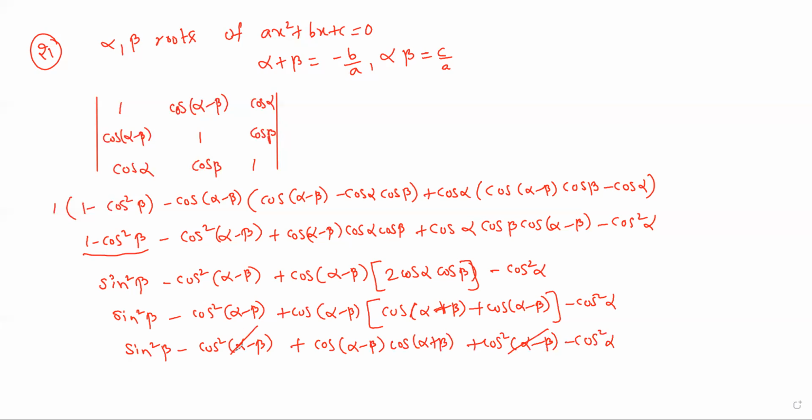Now next, the value wise. Here cos of A plus B into cos of A minus B. Here what is there already? Sin square beta minus cos square alpha. Now this we can write, it's like cos square alpha minus sin square beta.